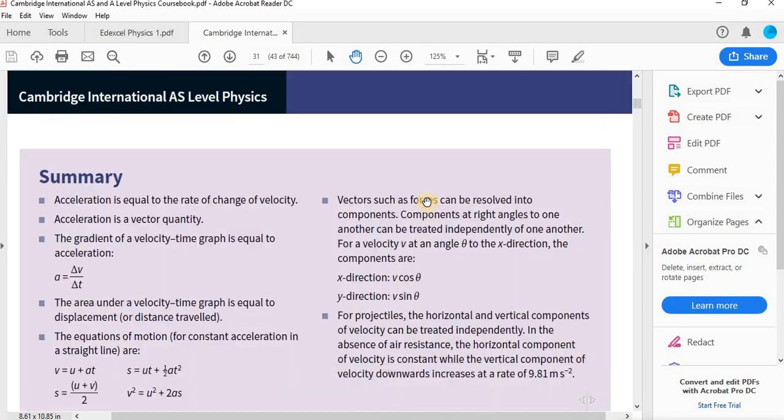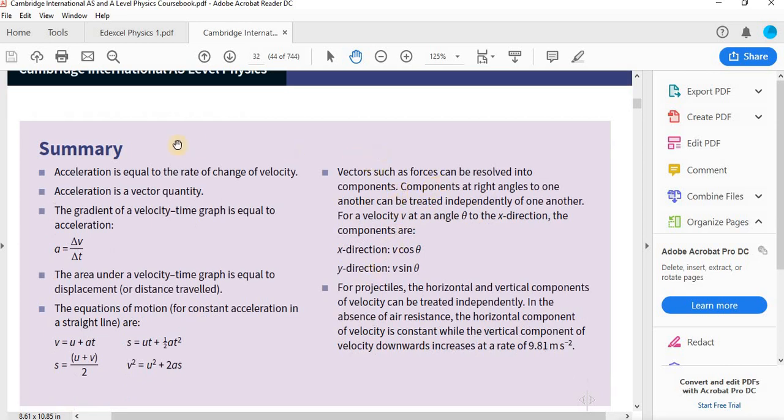And that's the end of projectiles. And here is a summary of what we have done so far. In the previous lesson we learned these 4 equations. These 4 equations are extremely important. You will use them again and again in kinematics as well as accelerated motion, projectiles and so on. For projectiles, the horizontal and vertical components of velocity can be treated independently. In the absence of air resistance, the horizontal component of velocity is constant, while the vertical component of velocity downwards increases at a rate of 9.81 meters per second squared.